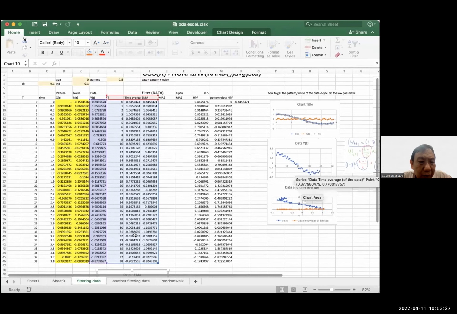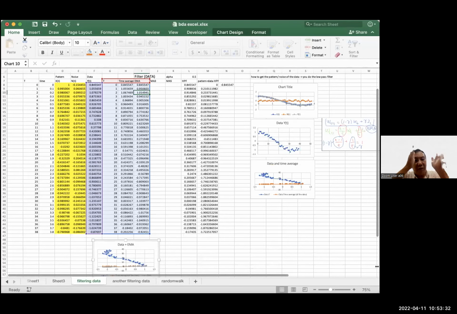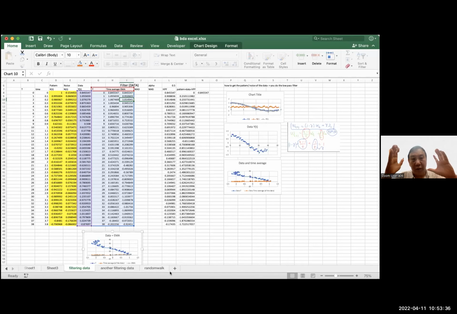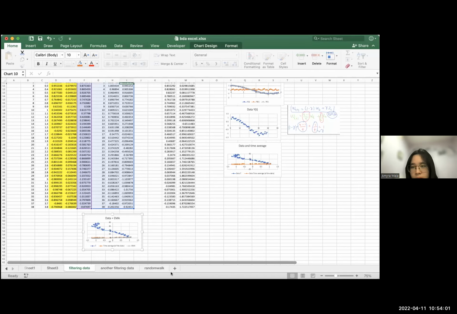Ah, that's why. You see, the T must be in the first part of your plot. The first column in your table must be T, not data. Oh, I see, sir. So T and then the data, then time average, and then the MA. So you just exchange the columns. Oh, okay, sir. I will change and plot again. Thank you, sir.